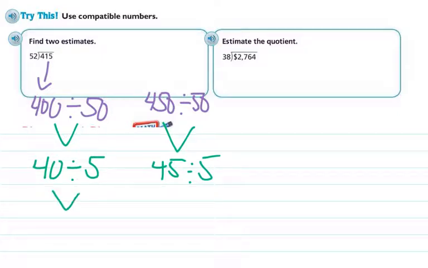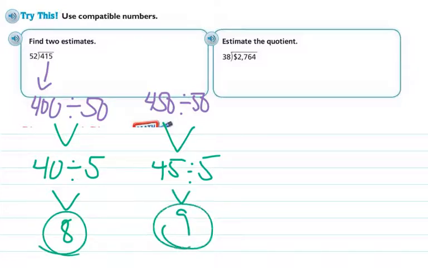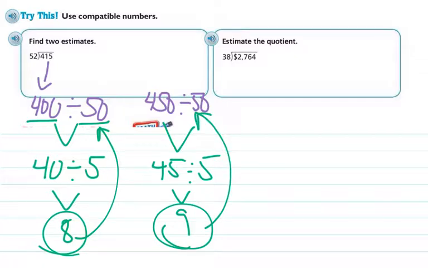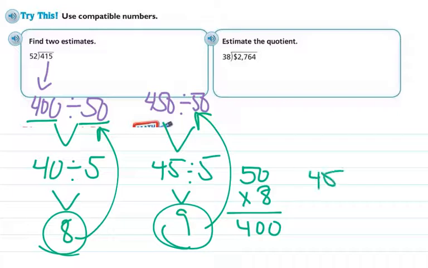We knew that 40 divided by 5 would be 8, and we know that 45 divided by 5 would be 9. So because we know these basic ones, we could figure out the larger ones. So if we had 400 divided by 50, boys and girls, we would get the answer of 8. And if we had 450 divided by 50, we would get the answer of 9. And if we check using multiplication, we would see that 50 times 8 would give us 400, which is our dividend and our estimate. And then 50 times 9 would give us 450, which was our second estimate in our answer.